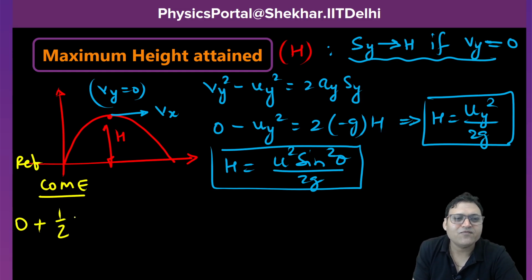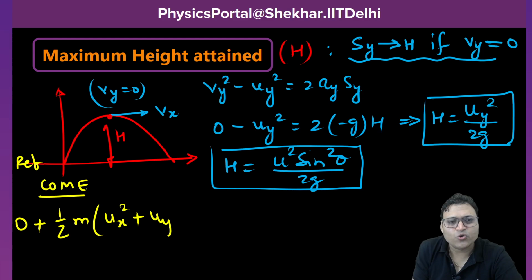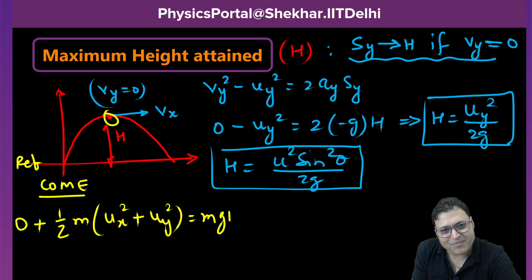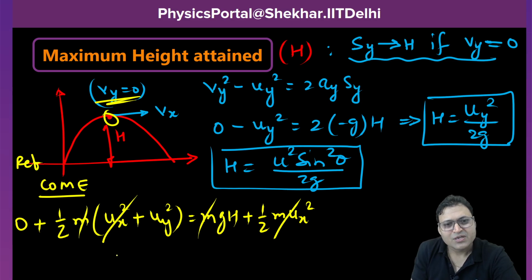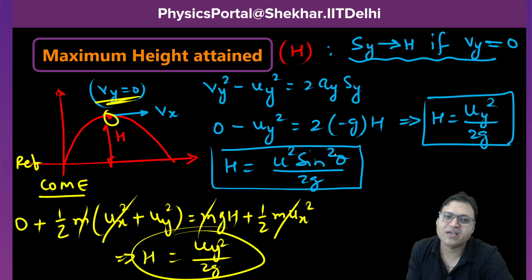If we apply conservation of mechanical energy, initial potential energy is 0 plus half m, initial kinetic energy is ux square plus uy square, is equal to, at the maximum height, potential energy will become mgh, and the kinetic energy is only half m ux square, because the y component of velocity is 0. So this half m ux square is getting cancelled out with this, and this m is also getting cancelled out with this m. So h will be equal to uy square by 2g. That is what we have obtained.